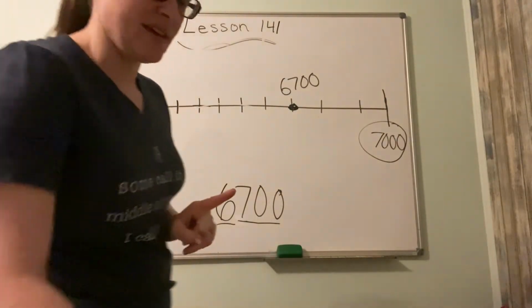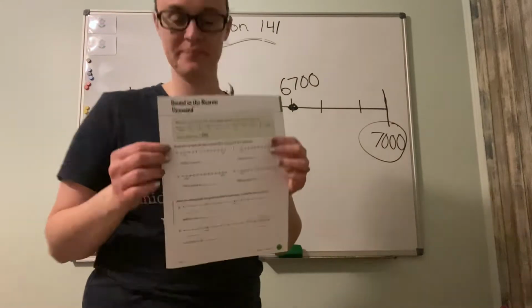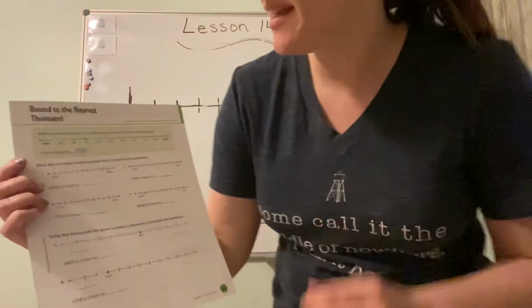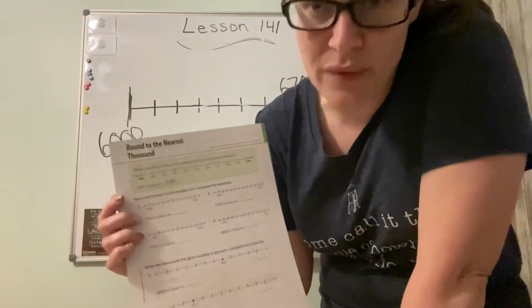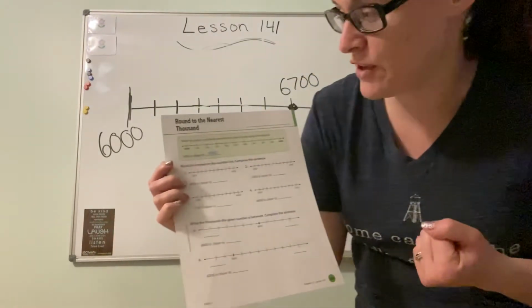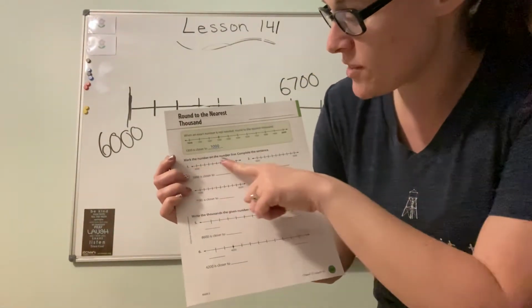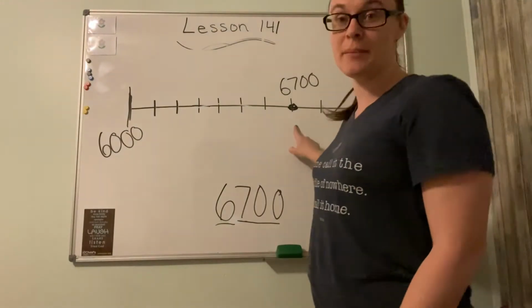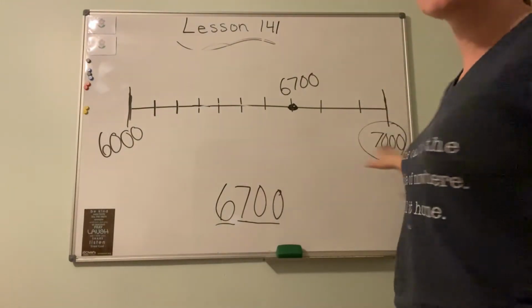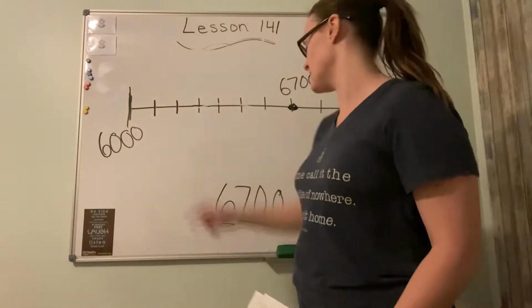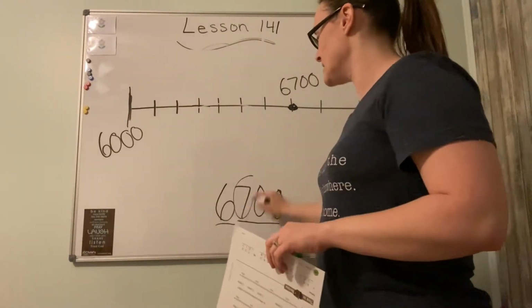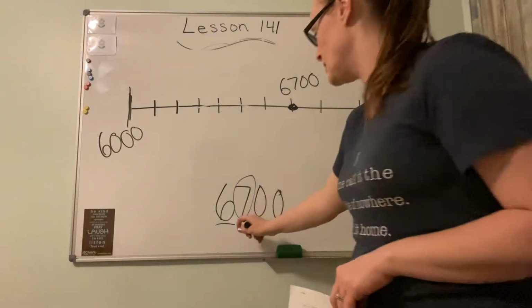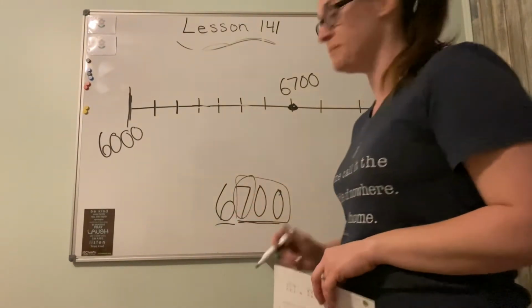Okay, so you're going to be using your worksheet today. And what you're going to be doing, it says when an exact number is not needed, and you can round, sometimes you can round to the nearest 1,000 if that's the number it's giving you. So you're going to mark the number on the number line like we did up here. Make sure you figure out where it goes on that number line. Remember, you're counting by hundreds here. So always look at the number in the hundred spot to see how many you have to go. So here we needed to go over 700, okay?